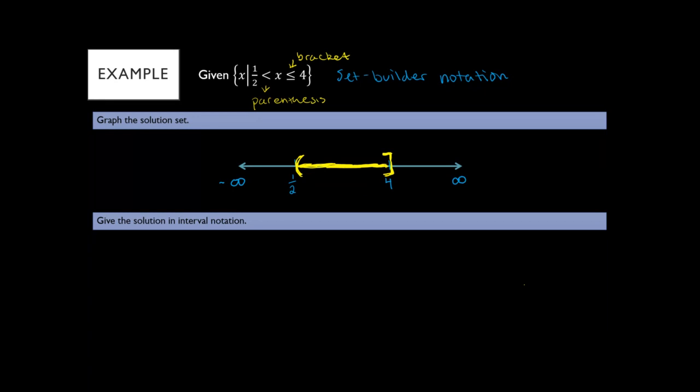So now we're going to put this in interval notation. I'm going to start at the left, where I start shading is at 1/2, and I stop shading at 4. And then you basically just copy your symbols. At 1/2, I have a parenthesis. At 4, I have a bracket. And so I just copy those symbols down. And that's your interval notation.